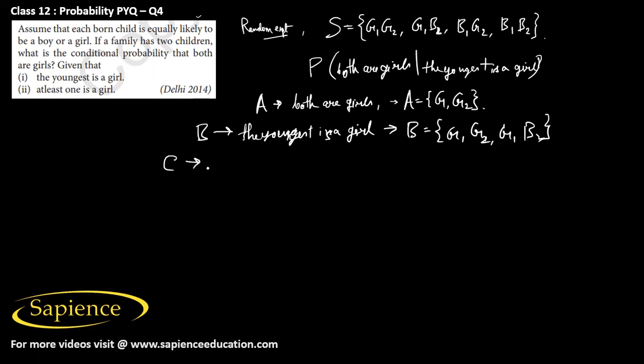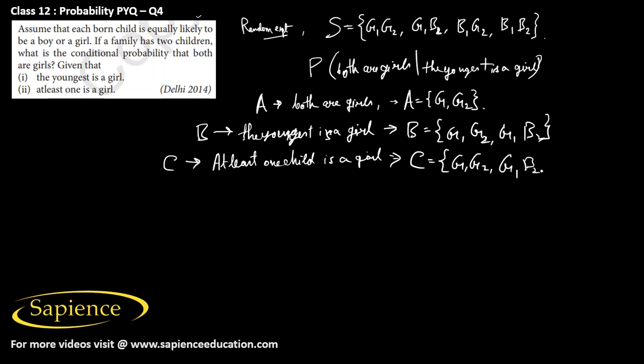And the event C can be defined as that at least one child is a girl. So therefore the event C can have the outcomes (G1, G2), (G1, B2), and (B1, G2). So there are three favorable outcomes in the event C.